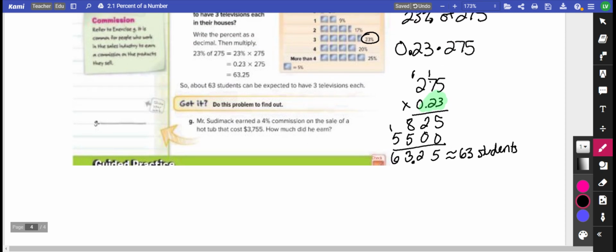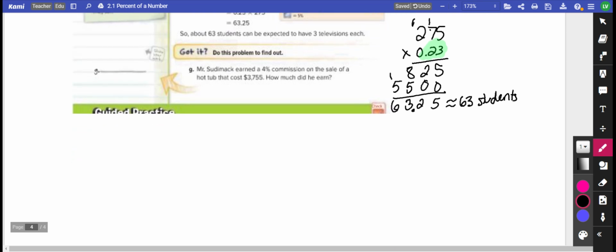Letter G. Mr. Sudamak earned a 4% commission on the sale of a hot tub that cost $3,755. How much did he earn? Well, this is going to be 4% of $3,755. So I'm going to take $3,755 and I'm going to multiply it by 4 hundredths.